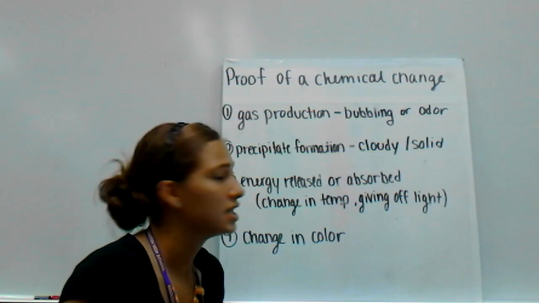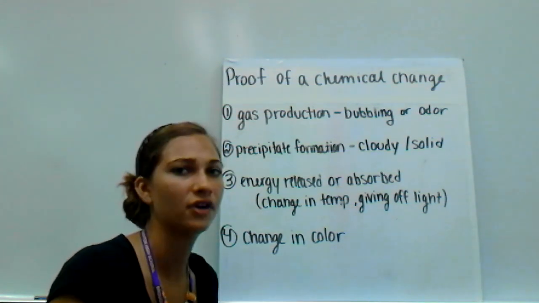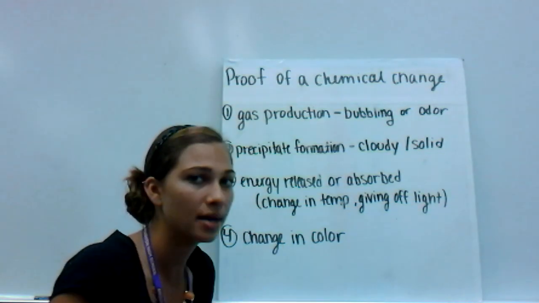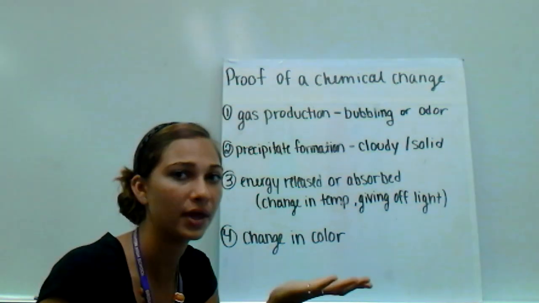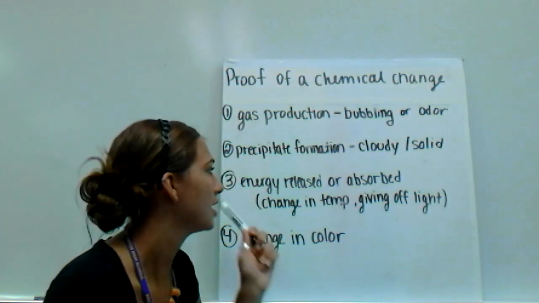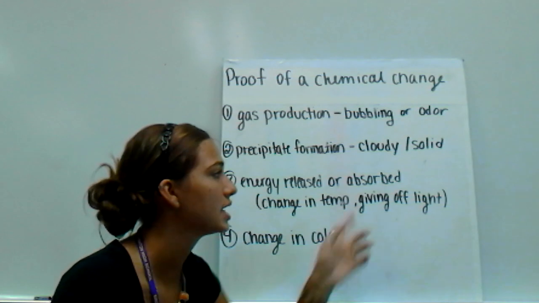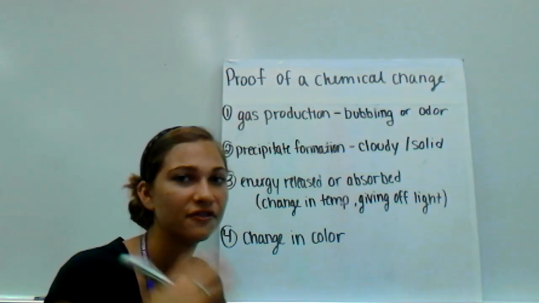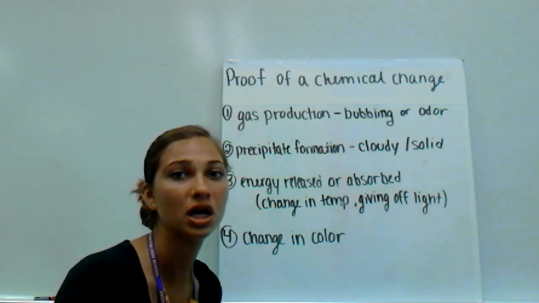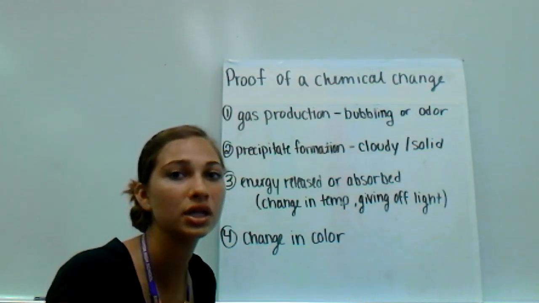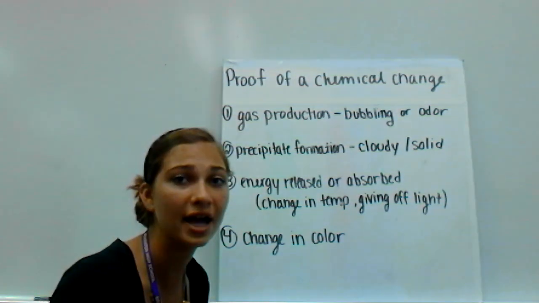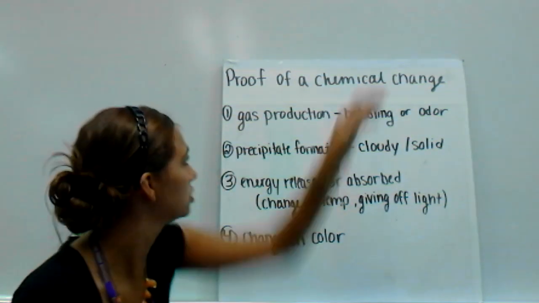Number 3 is energy released or absorbed. In order for us to figure out if energy was released or absorbed, you would have to see if there was a change in temperature. So if you were holding something and maybe it got really cold in your hand or got really hot in your hand, that's how we know if energy was released or absorbed, and then giving off light. Light's a different type of energy, and we're going to talk about that later. And then your last thing is a change in color. If you mix 2 clear liquids together and they turn yellow, that means that a chemical reaction occurred, and that is a chemical change.